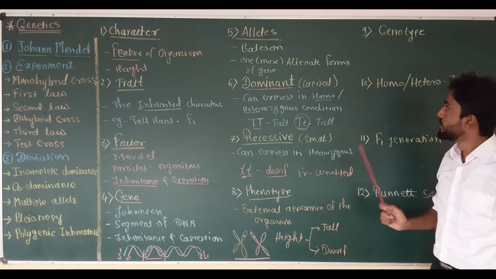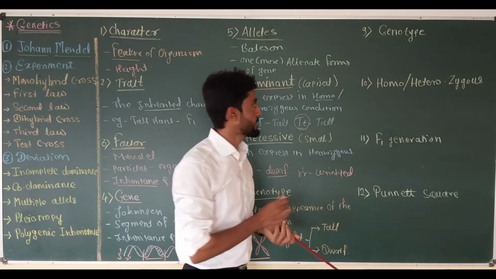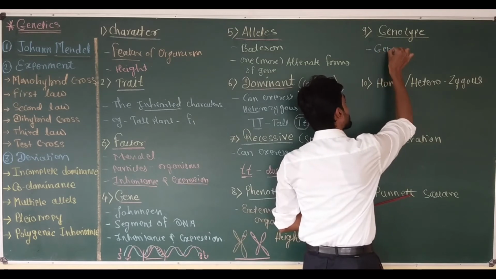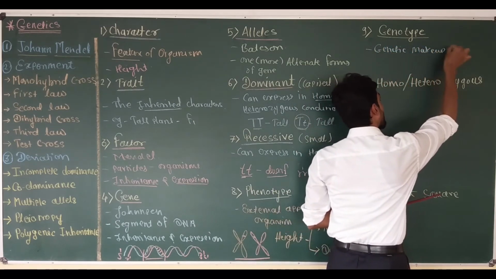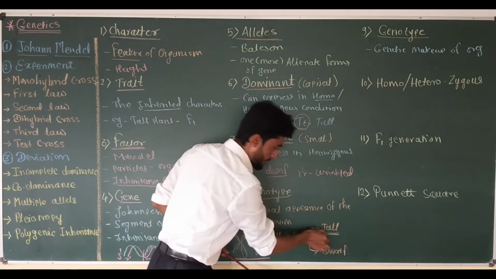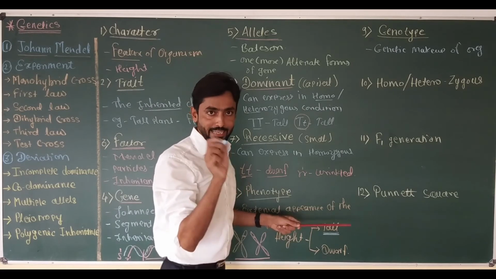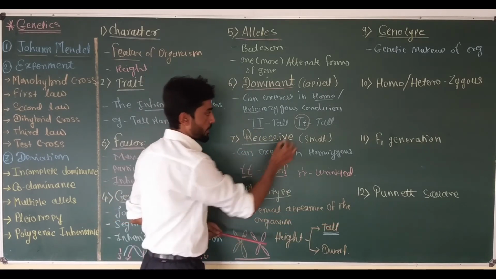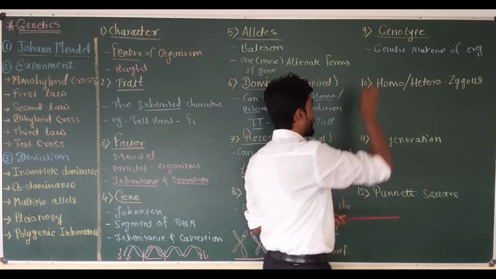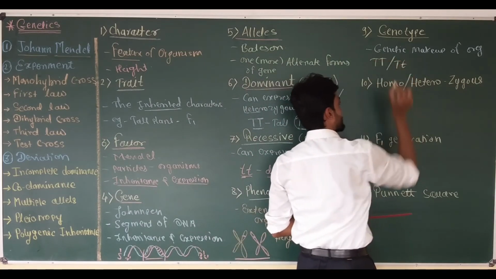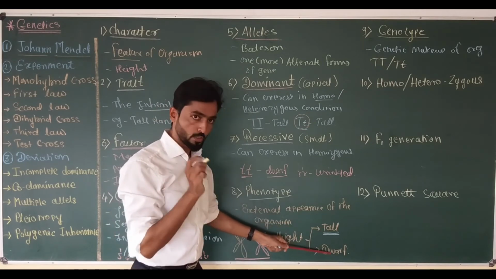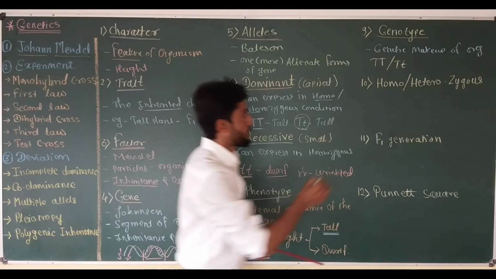Now the genetic term number 9 that we are going to discuss in this lecture is genotype. So genotype is the study of genetic makeup of the organism. If we consider a tall plant, in that case the genotype of the tall plant in garden pea will be capital T capital T or capital T small t. Both these types of genotype are going to give a tall plant. So these two are the genotypes for tall. Similarly, the genotype for the dwarf plant will always be small t, small t.